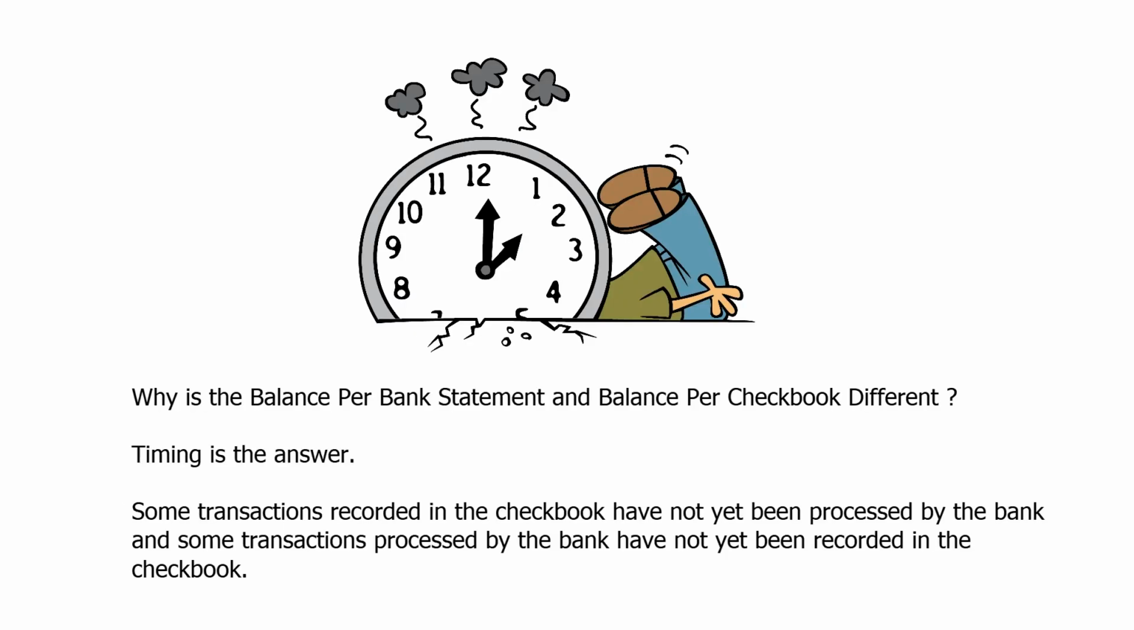Why is the balance per bank statement and balance per checkbook different? Timing is the answer. Some transactions recorded in the checkbook have not yet been processed by the bank, and some transactions processed by the bank have not yet been recorded in the checkbook.